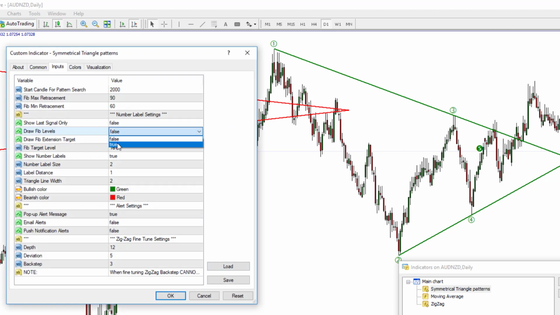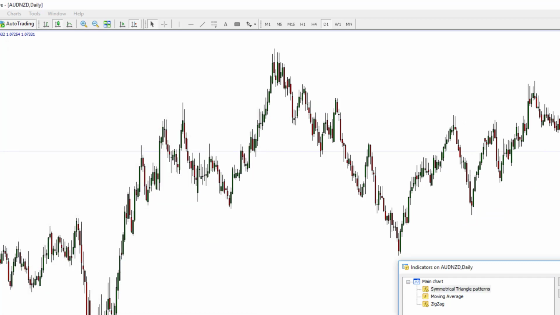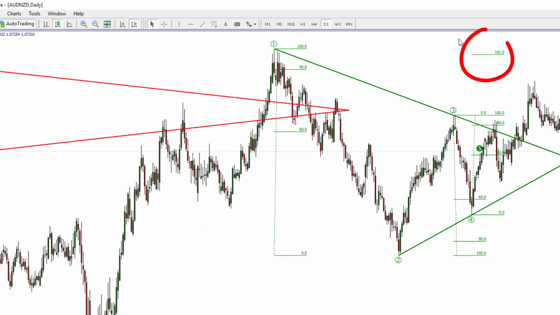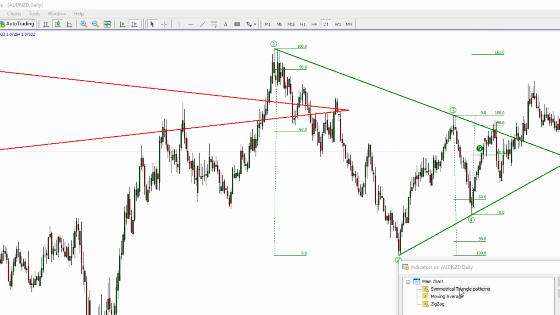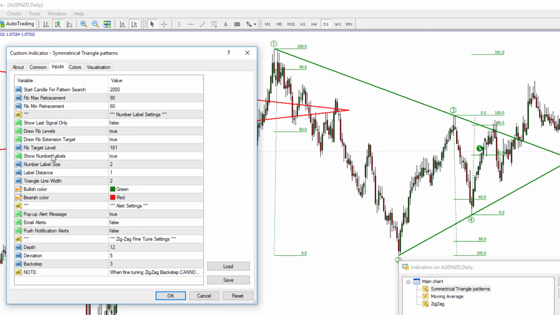And you can also have it so that it draws the Fibonacci extensions, which are the target levels, which as I said I'll discuss in a little bit, and that's the 161 level that we've got drawn on the chart there. So you can turn those on and off if you don't want them. You can turn on and off the number labels. You can adjust the size of the number labels. You can adjust the width of the triangle lines and the colors, and obviously we've got the alert system, so it will give you pop-up alerts as well as email alerts and push notifications should you so wish.